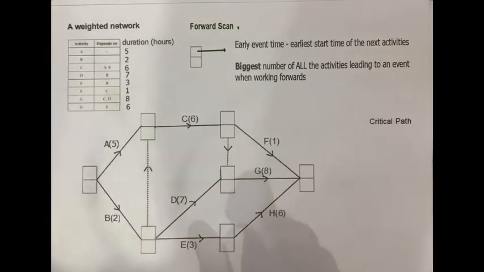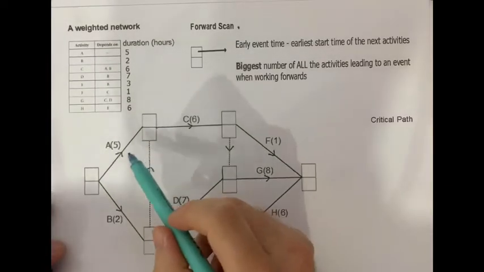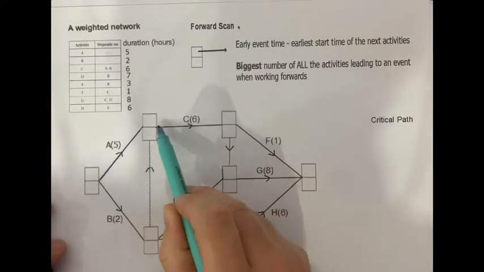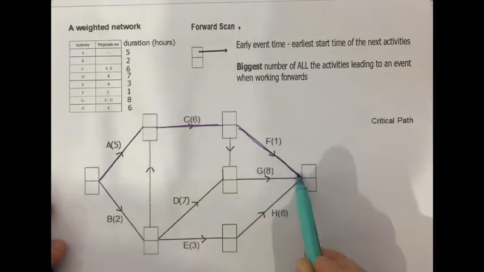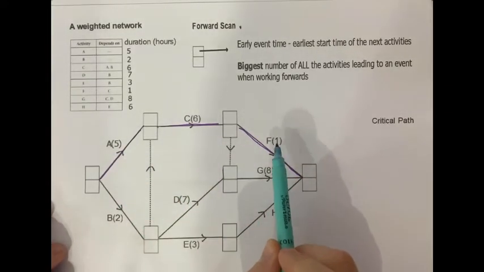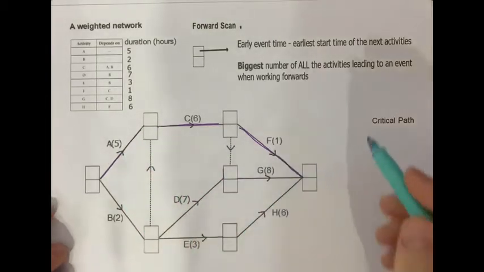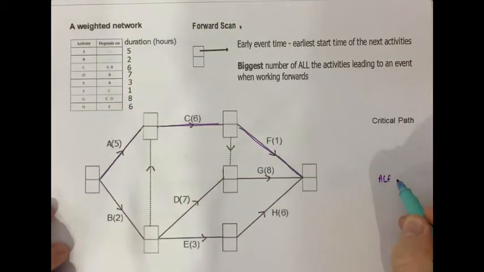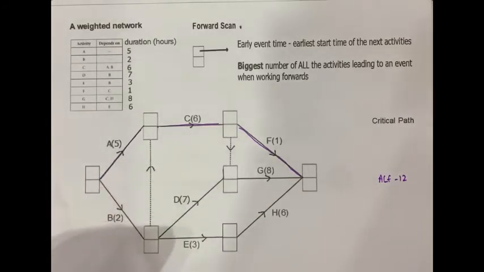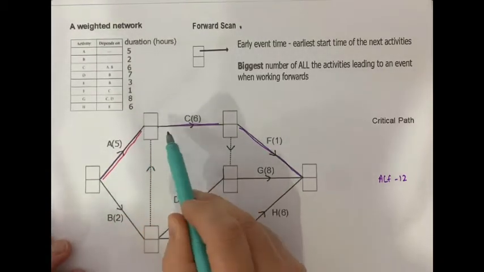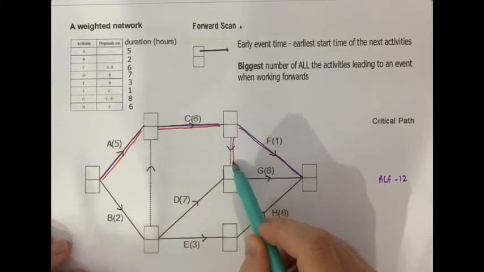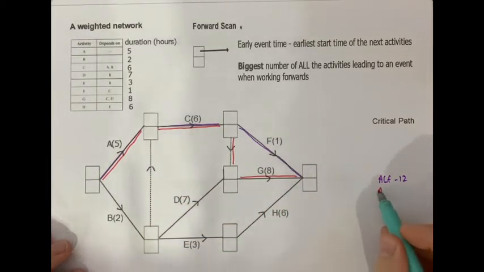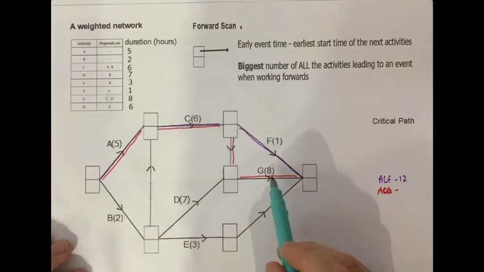So if you draw lots of different paths through the weighted network, you could say you do A, then C, then F. Now you can't do C until A has been completed, you can't do F until C has been completed. So A, C, F would take 12 hours in this case. But is there a longer path? So we could do A, C, down the dummy, G. So A, C, G would take 5, 11, 19 hours.